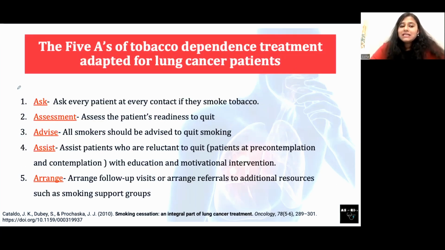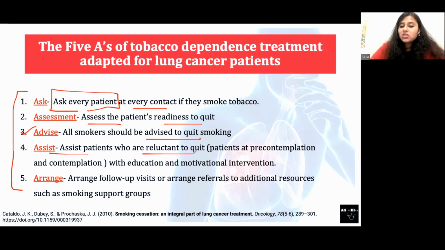So lastly, I want to go over the 5 A's of tobacco dependence treatment. You always want to ask each patient at any time of contact if they smoke tobacco. And you want to assess the patient's readiness to quit. You always want to advise all smokers to stop smoking. Assist those patients who are reluctant to quit. These patients are the precontemplation and contemplation patients, so educate them and motivate them. And even if at this time in your visit they're not willing and ready to do it, ask them the next time you follow up.